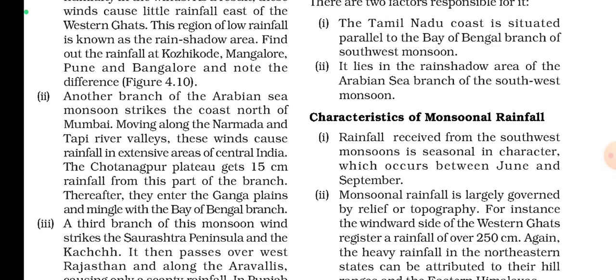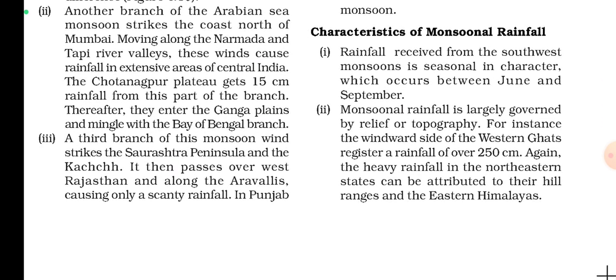Find out the rainfall of Kozhikode, Mangalore, Pune and Bangalore and note the difference. Okay. Then another branch of the Arabian Sea monsoon strikes the coast north of Mumbai, moving along the Narmada and Tapi river valleys. These winds cause rainfall in extensive areas of central India.